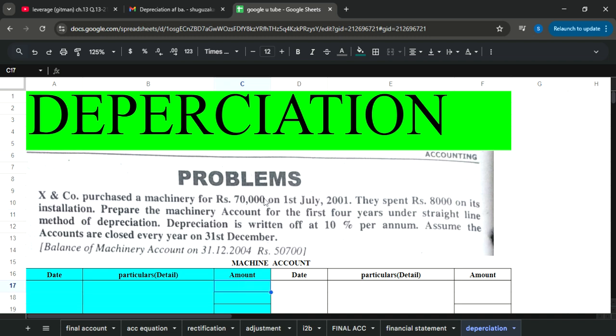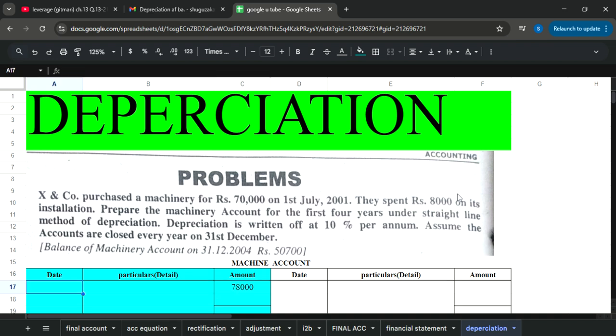At the same time, what happened? They have spent 8,000 on its installation. As you can see, installation is a capital type of expense. So please understand, the price of this asset or machinery is not just 70,000. They have spent an extra 8,000. So actually the value of that machine is 78,000, and it would not be considered as 70,000.